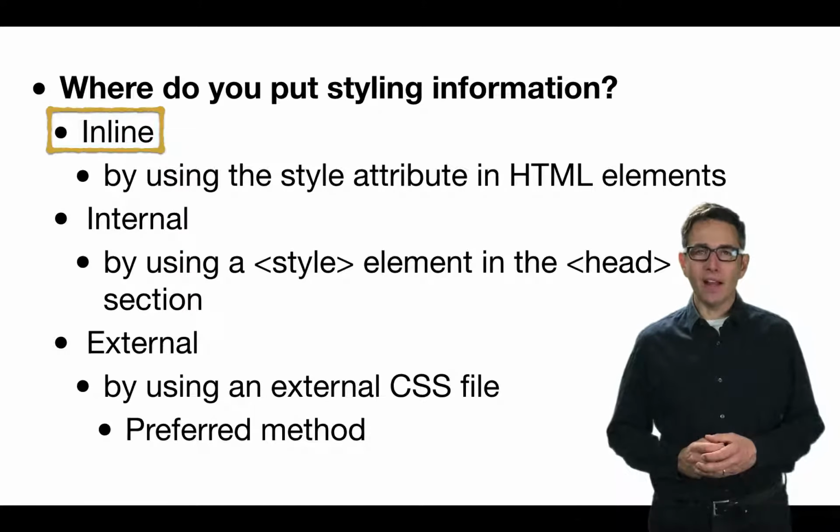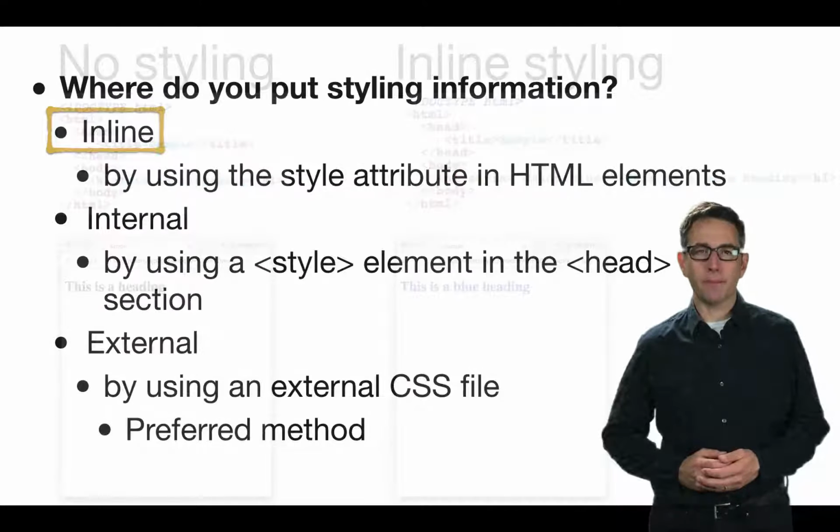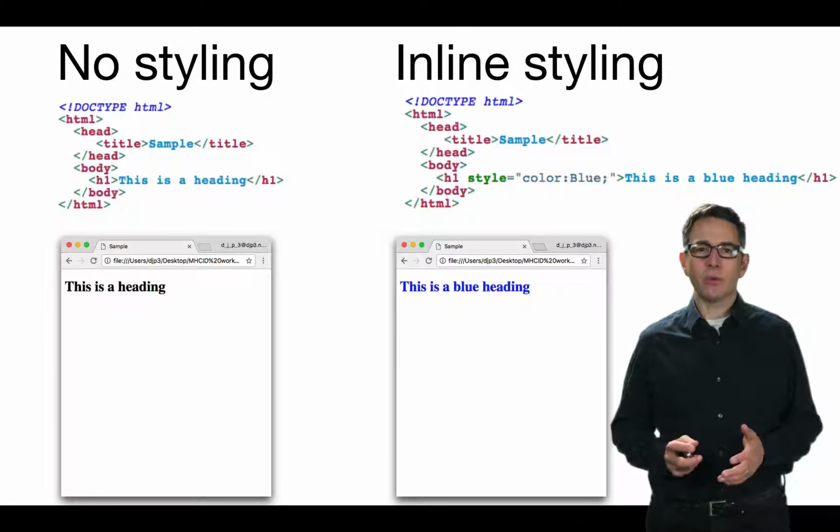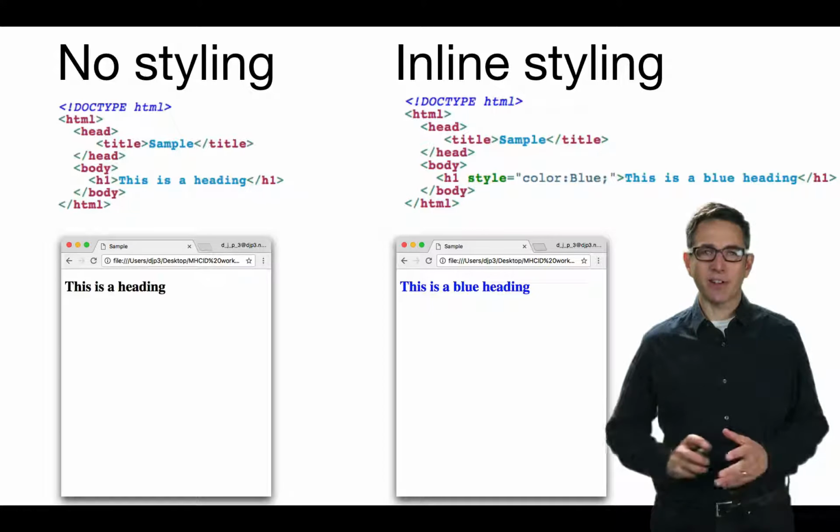So when we add a style attribute and we give it a value of something that's in a string, what's in the string is going to be the formatting for that element. So let's take a look and let me show you what I mean. On the left is an example of a document that has no special styling applied. It just has default styling.